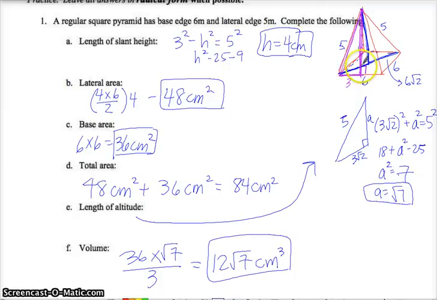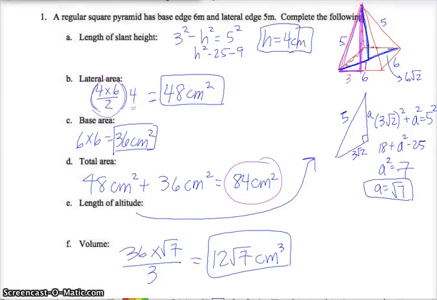Lateral area, so that's the total area. So I took the area of one triangle and multiplied it by 4 because there's 4 triangles, and I get 48 centimeters squared. So base times height divided by 2. Then there's 4 of them. The base area, well, it's just 6 by 6. It's a square, so it's 36. So the total area is 48 centimeters squared plus 36 centimeters squared, which is 84 centimeters squared.